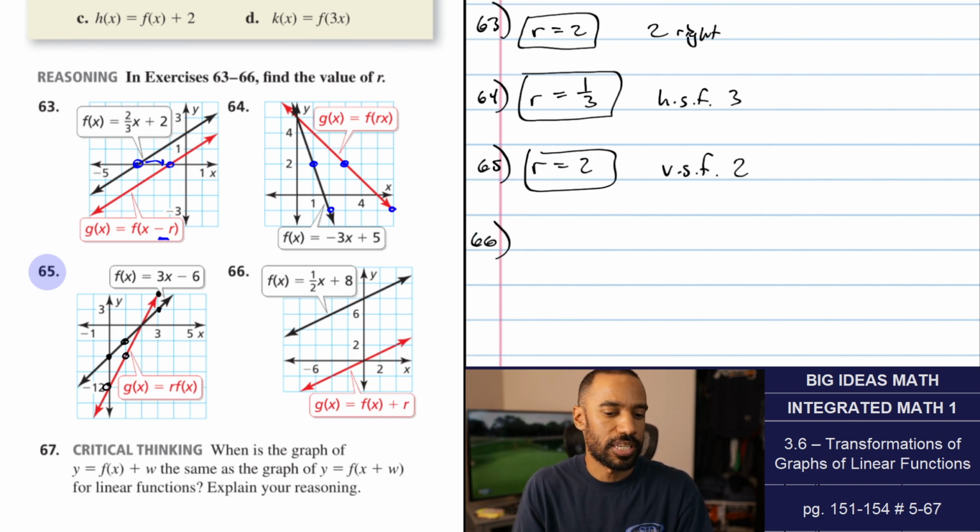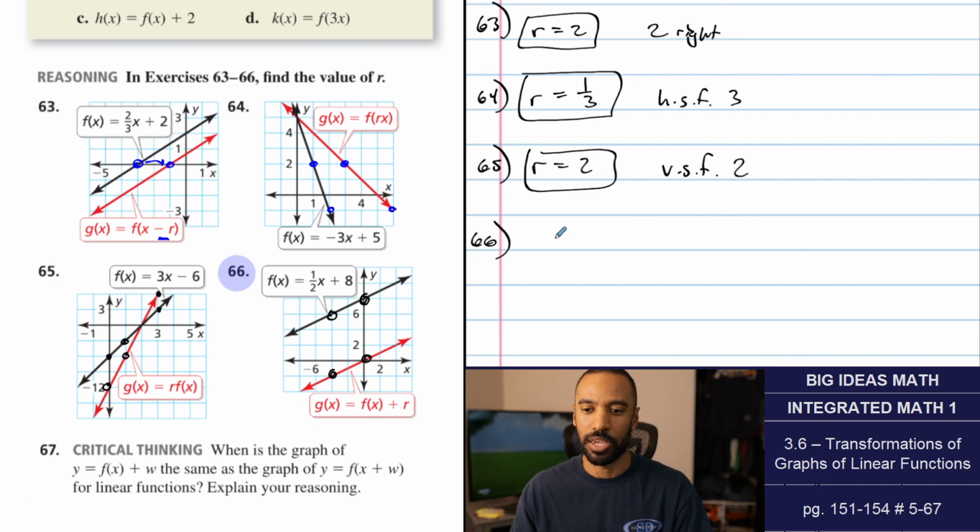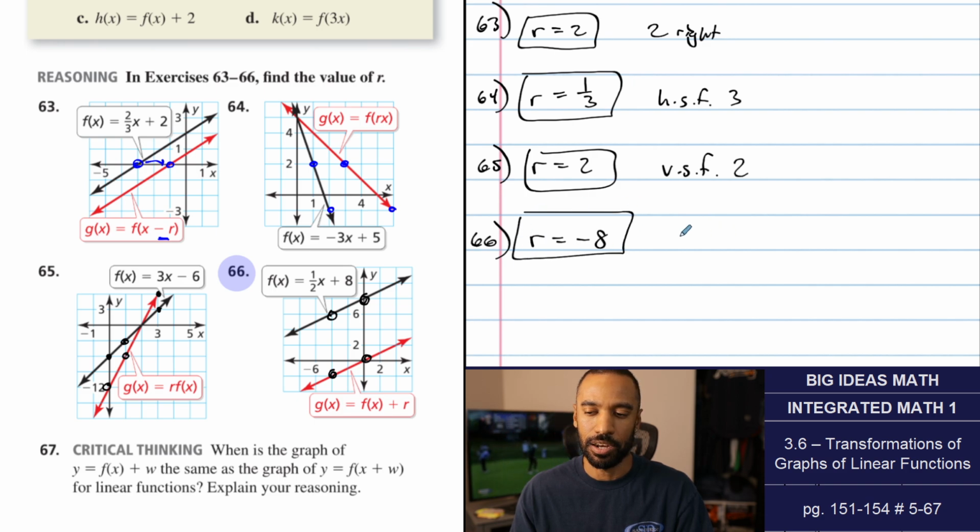And number 66 is plus r outside of the function. That also means you keep the sign as it is, but this is a translation. We go from f down to here. That means r will be negative. And be very careful because I just noticed this as well. These scales go by 2s: 2, 4, 6, 8. So we're going from 8 to 0, or from 6 to negative 2. We're subtracting 8 each time here. So our r value this time is negative 8. We're adding negative 8. That means we're subtracting 8. We're going down 8.